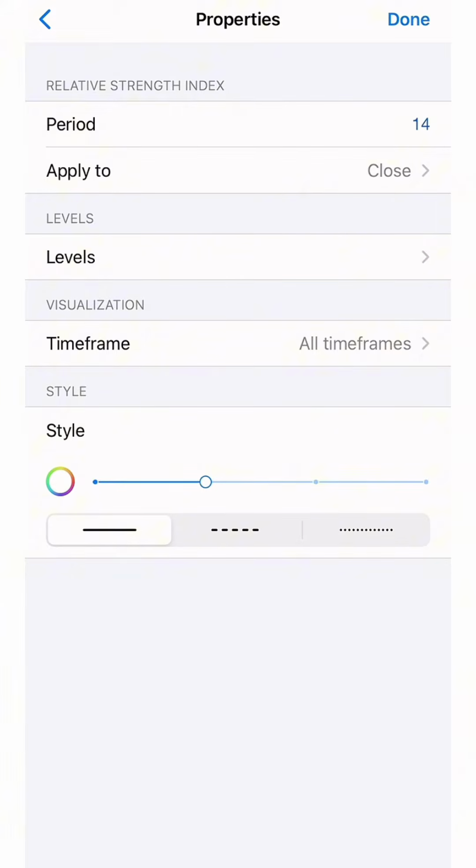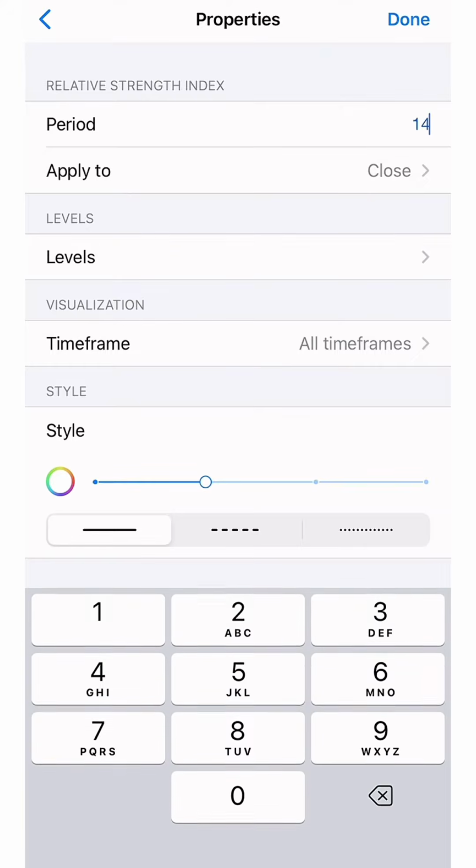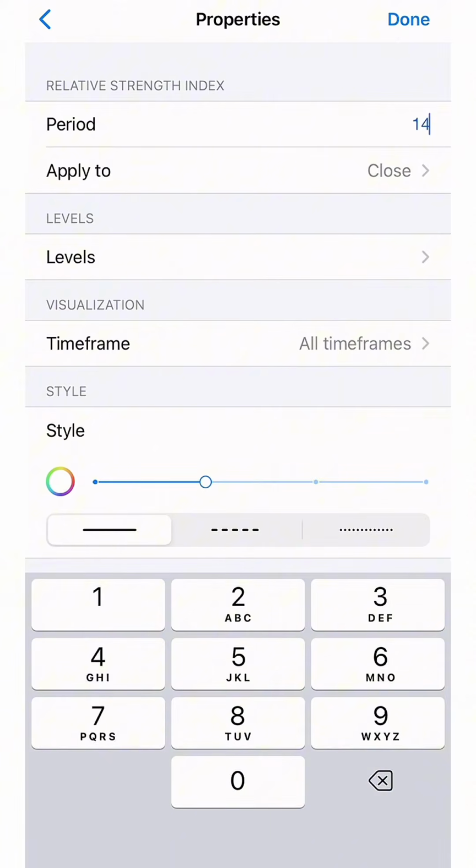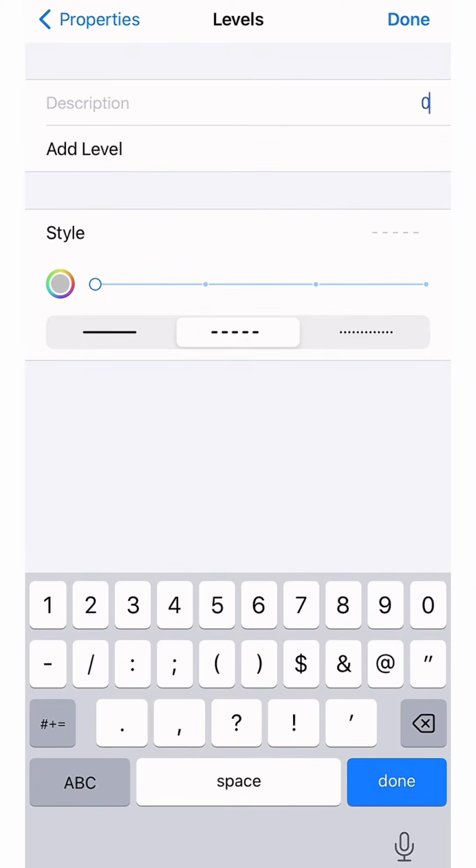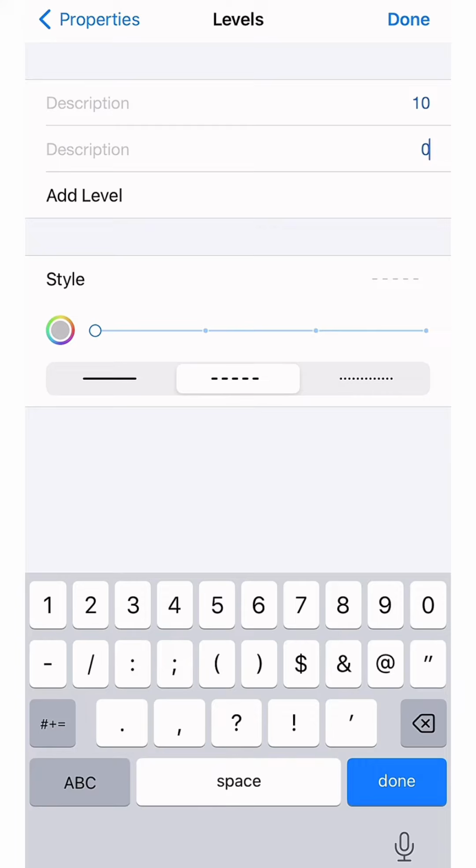Okay, so we're going to put the period on 14 right here, period 14, while we apply to close. Then we're going to add levels right here. We're going to put 10 for the first level. Then we're going to add another level. I'm going to call this one level 90.